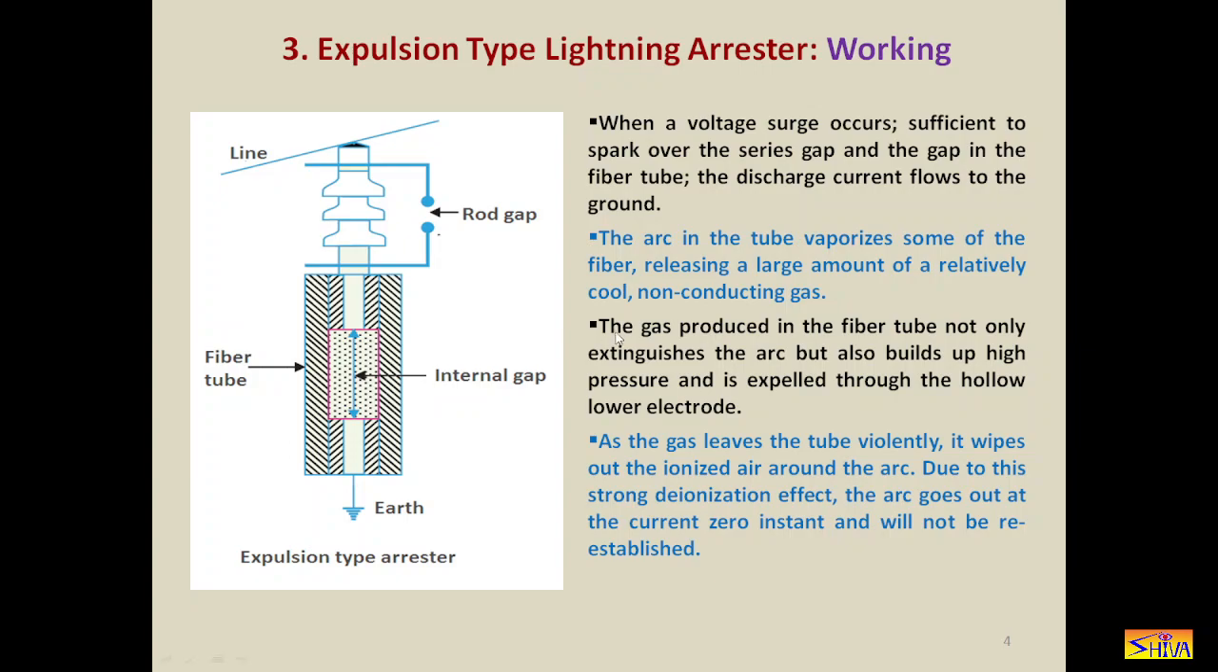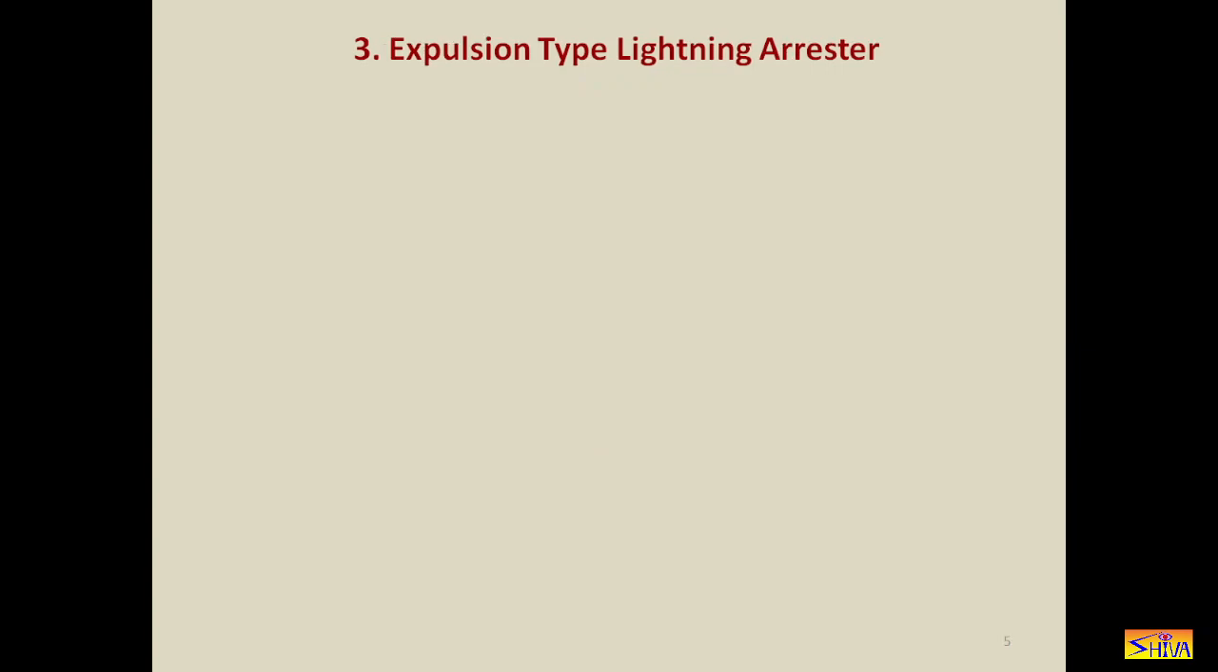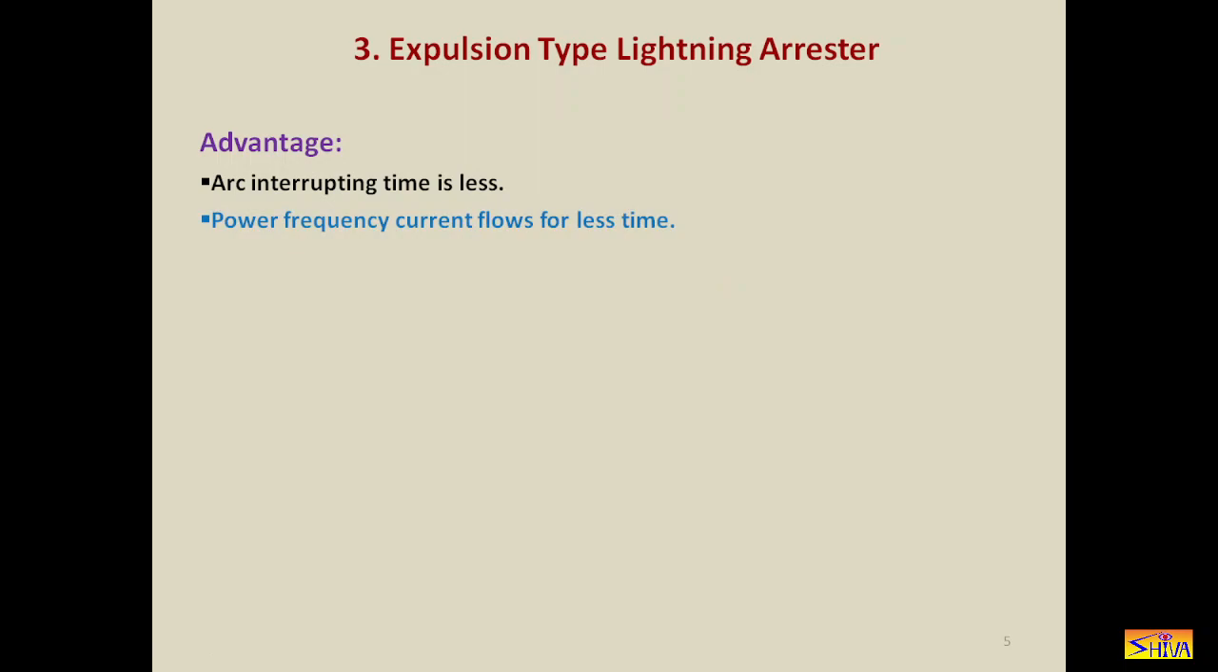Now, if you compare this type of lightning arrestor with the previous two types of lightning arresters, here there is arc extinguishing medium. Therefore, arc is extinguished relatively earlier, and hence the normal conditions are restored relatively earlier as compared to simple rod gap and horn gap type lightning arrestor. So the advantages are: number 1, arc interrupting time is less. Number 2, power frequency current flows for less time.